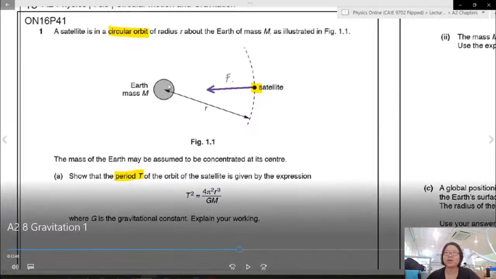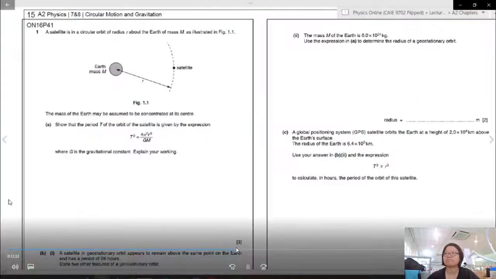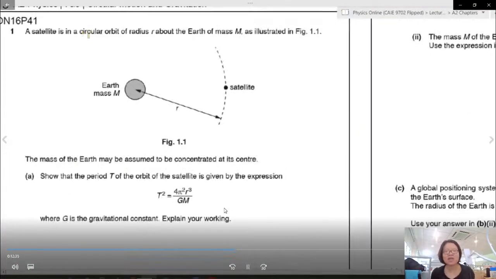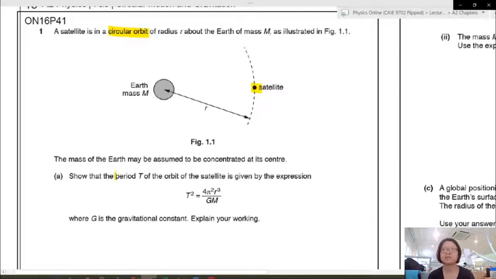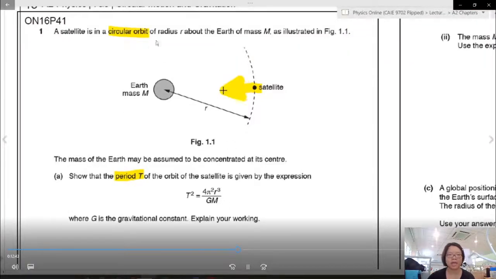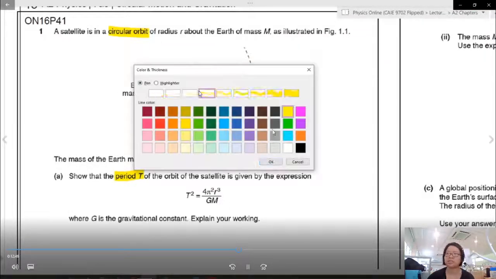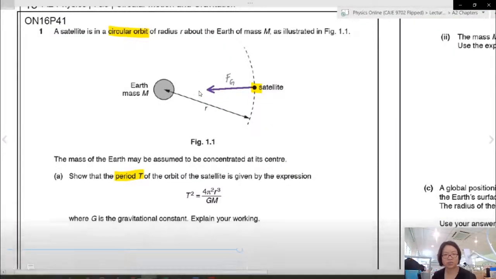So I want to direct you to this question, ON 16 paper 4.1. If you are looking for the page number, this would be under gravitation, page 15. In this question, you have a satellite in a circular orbit. Because it's a circular orbit, the satellite will experience an attractive force towards the Earth. Of course, the Earth will also be attracted to the satellite, but right now, we are only concerned about the satellite.